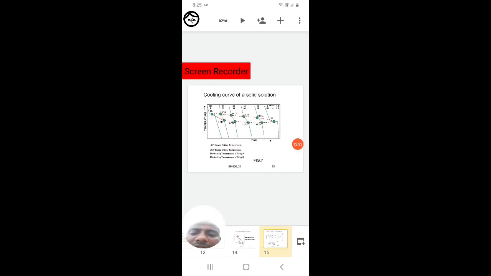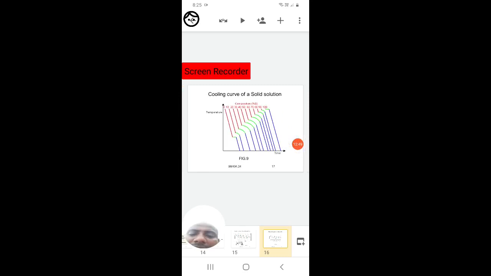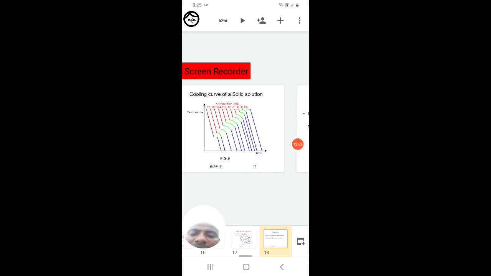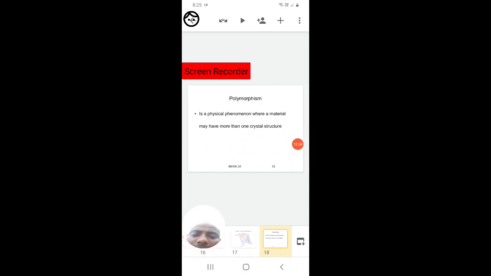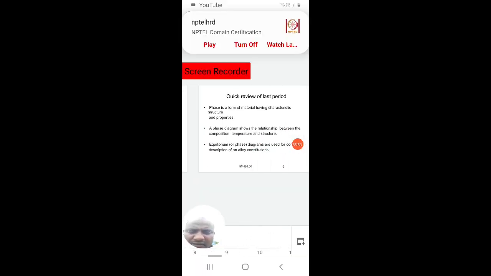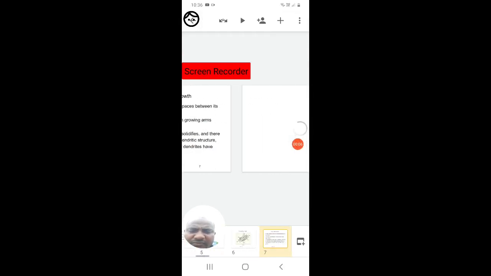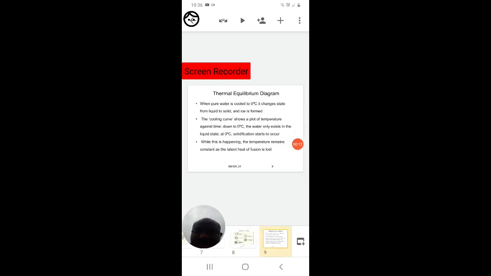So next you will see the lower critical temperature and upper critical temperature. So how the alloying or transformation occurs in TTT diagrams: time, temperature, transformations. You will see the phase diagrams, where we see all these caused by experimental setups. So after the solidification of metals, you will see the thermal equilibrium diagram.